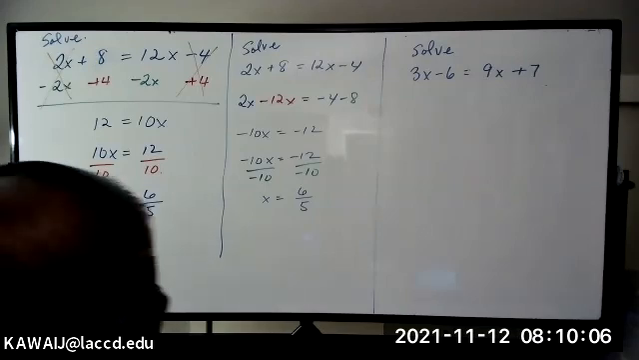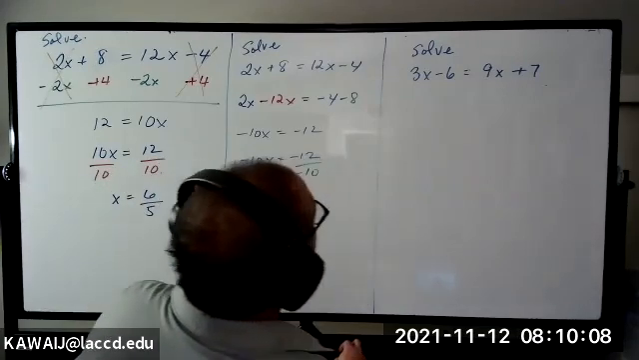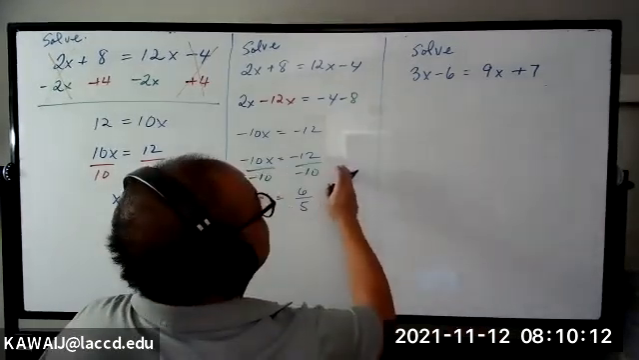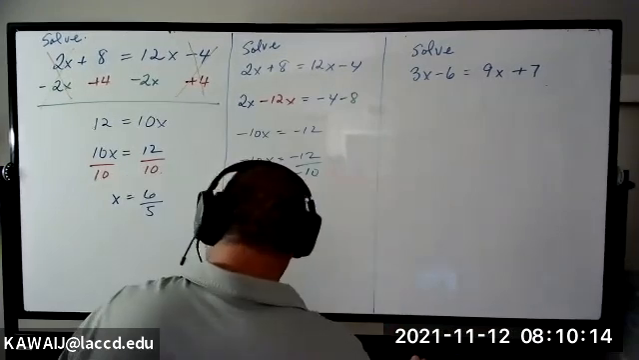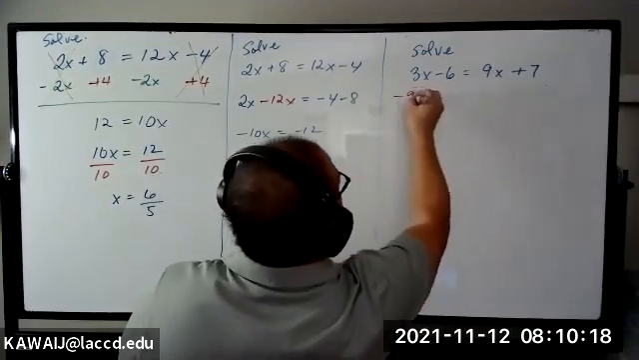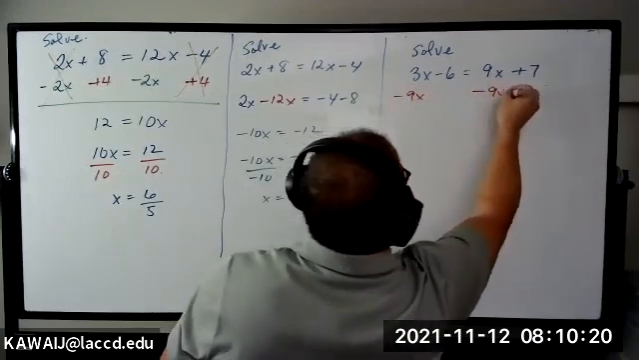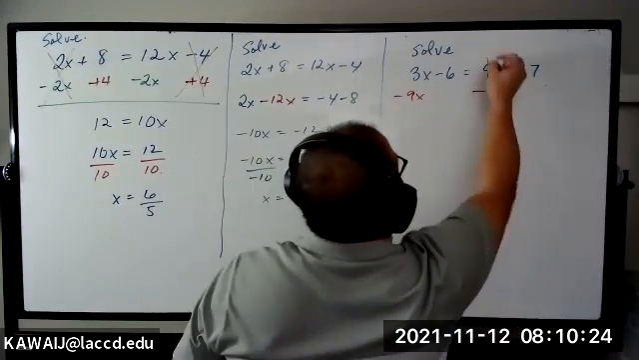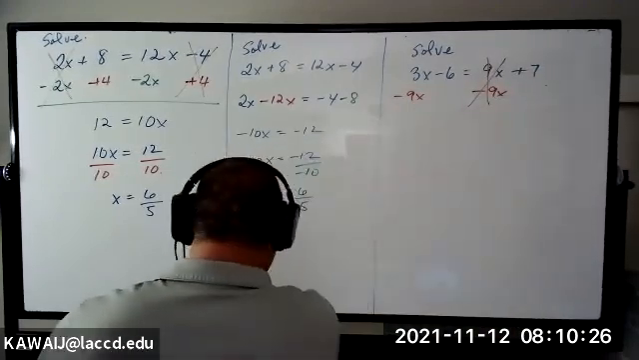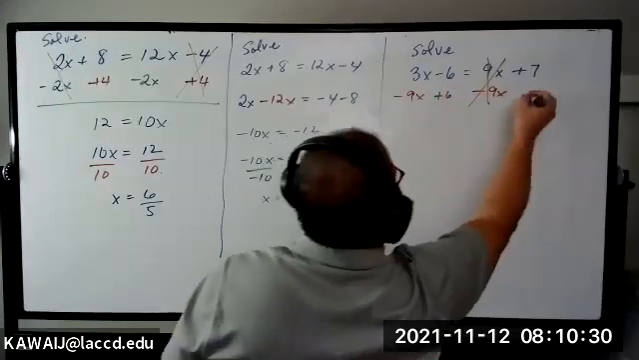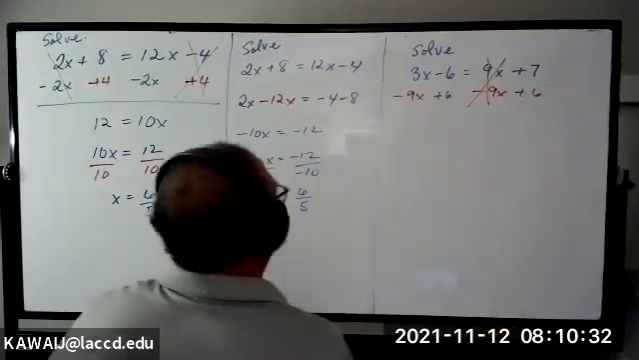So let's try this. I'm going to use this first method, but you could easily just use this method. So I'm going to subtract 9x from both sides. Now, once you get rid of variables on one side, you have to get rid of numbers on the other side.